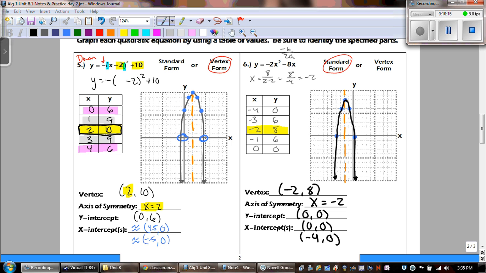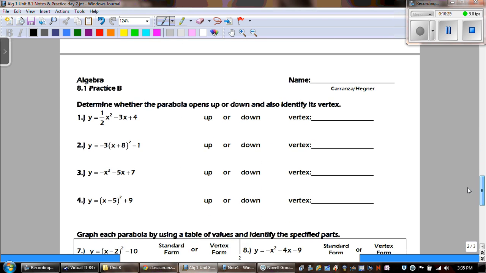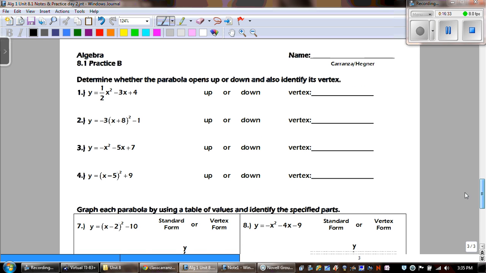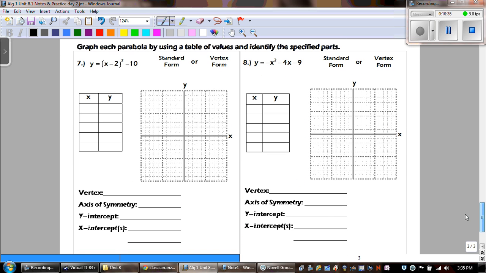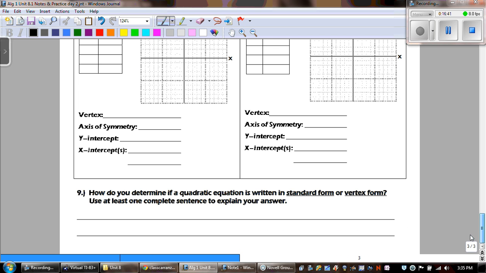Now, if you need help with this or anything else from 8.1 notes, please come see Ms. Carranza or myself. We would love to help you out. Your homework is 8.1 Practice B, which looks just like this. Okay, identifying if it's up or down, what the vertex is, and then 2 graphing. One's in vertex form and one's in standard form. I'm not going to tell you which one is which. And then number 9, you got a question.